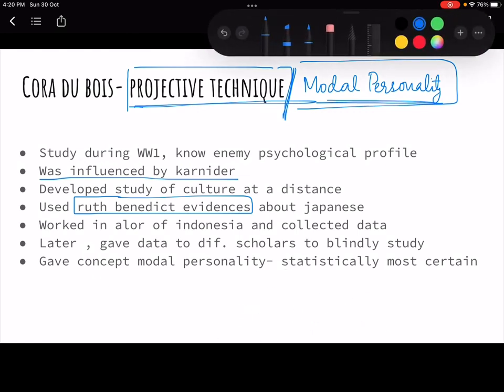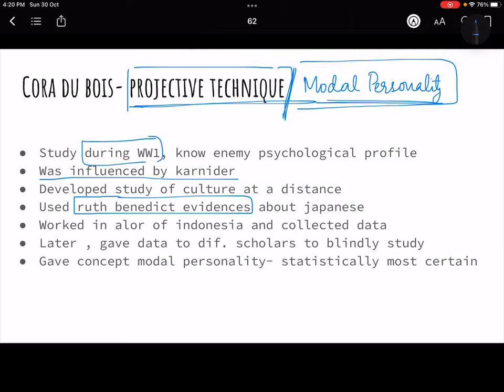it was roughly the time of the World War, when going to the field and having first-hand information was very tough. But yet there was a need to know the enemy's psychological profile, especially at the time when America was at war with the Japanese. It was very important to understand how the Japanese used to behave, because they never came as prisoners of war. They would commit suicide but never become a prisoner of war. So studying their personality first-hand by taking them as prisoners of war was not possible.